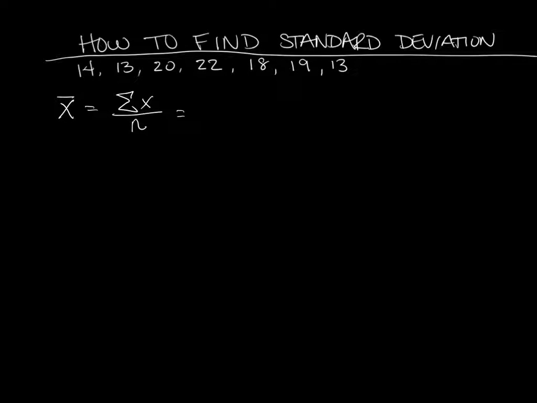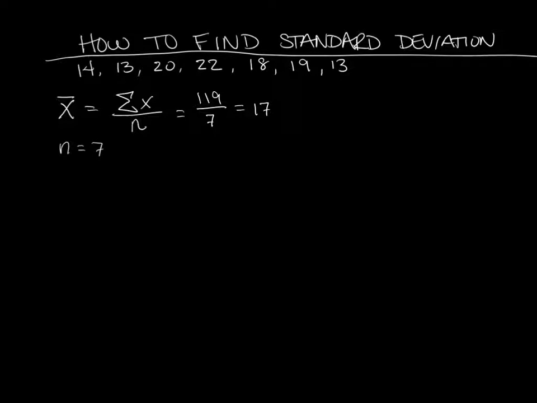How many numbers do we have? 1, 2, 3, 4, 5, 6, 7. So n equals 7. And if I add these all up, it's going to give me 119. So the sum of all of my x's is 119. And I'm going to divide that by 7. That's going to give me 17. So my mean is 17.